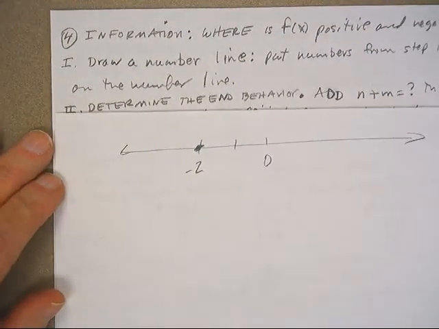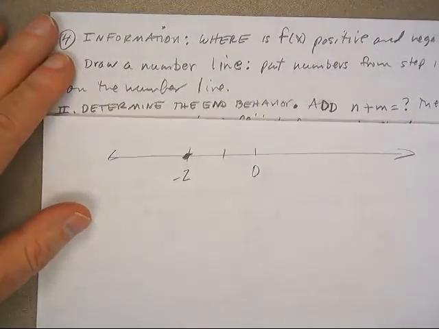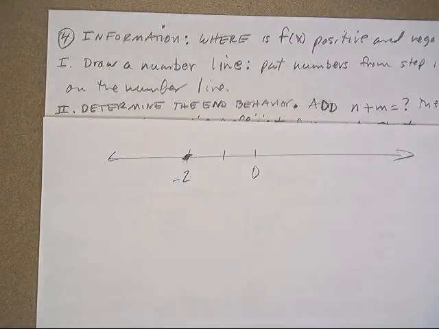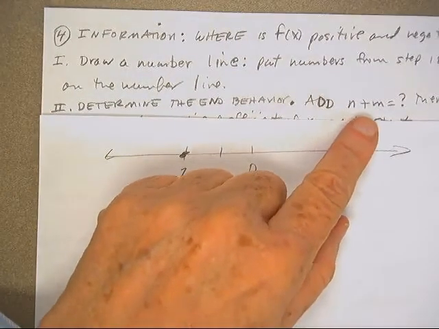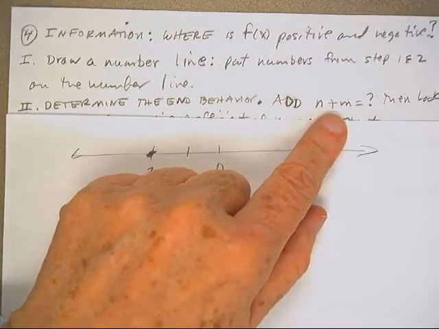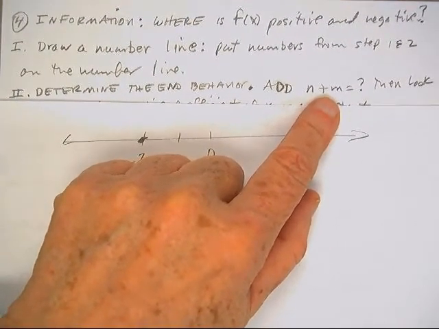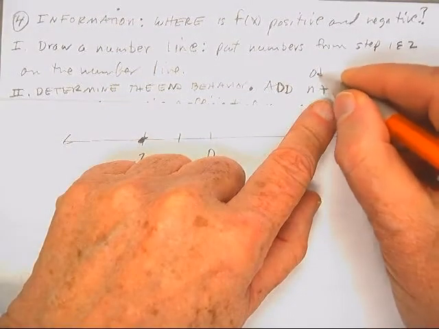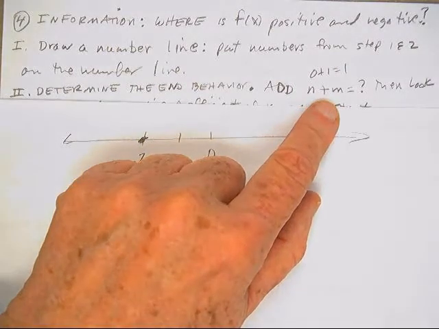Okay? Second step, we want to determine the end behavior. So the ends both going up, are they both going down? Is the right one up and the left one down? Is the left one up and the right one down? There's 4 different ways it can go. So to find this, we've already found the n and m on the last step, so now we want to add them together. So in that last step we had 0 plus 1, that was 1.